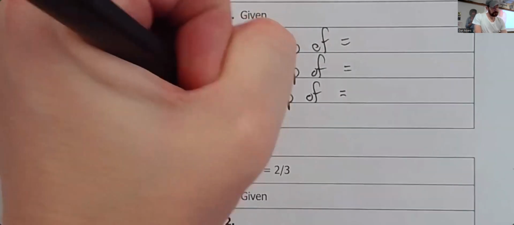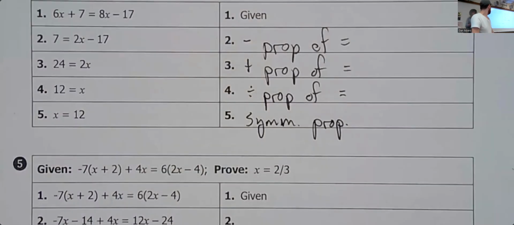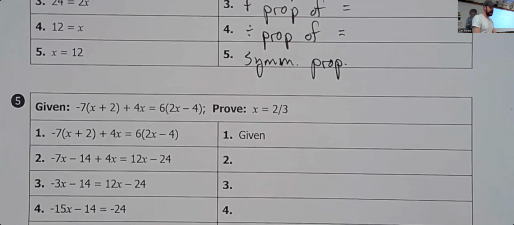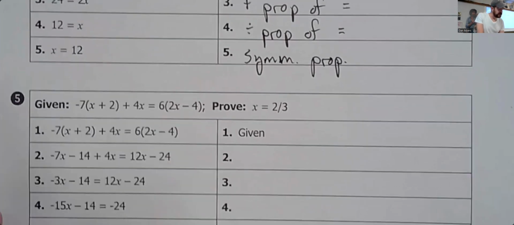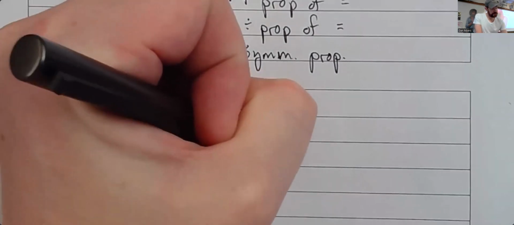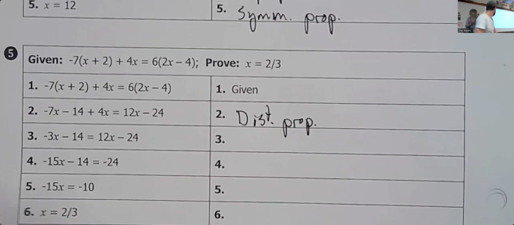So we got symmetric property. I usually abbreviate that SYMM. All right. Let's keep going here. First one is going to be, looks like distributive property again. So distributive property.